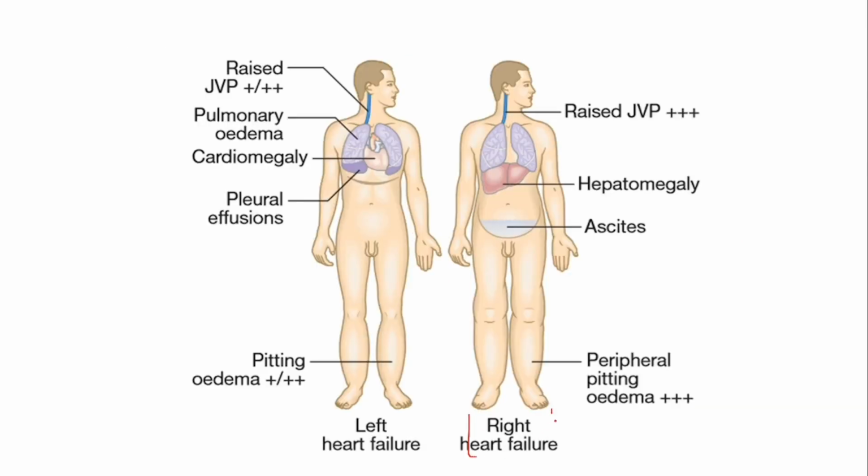Here is the difference between right and left-sided heart failure. You see, raised JVP occurs in the right side, and hepatomegaly, ascites, and pitting edema also occur in the right-sided. But in the left-sided, pulmonary edema will occur. And also pleural effusion. And because left-sided failure can cause right-sided hypertrophy, you will also see pitting edema and raised JVP.